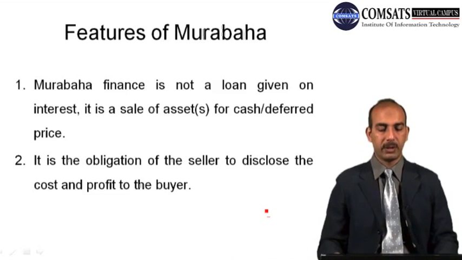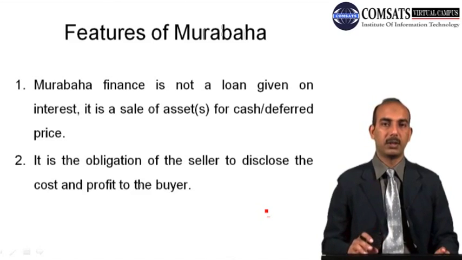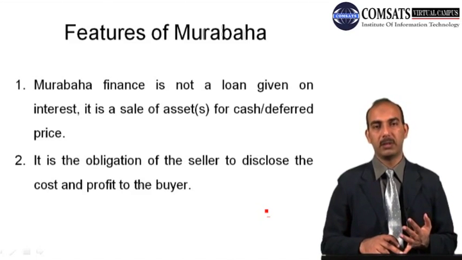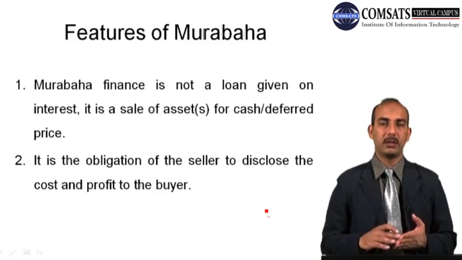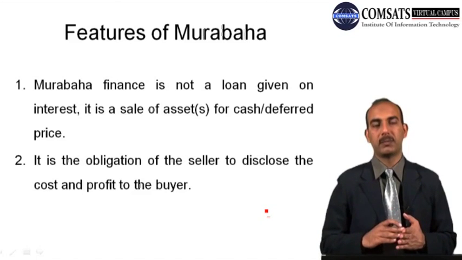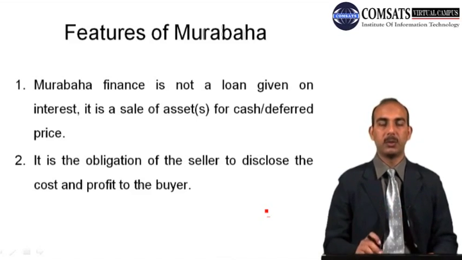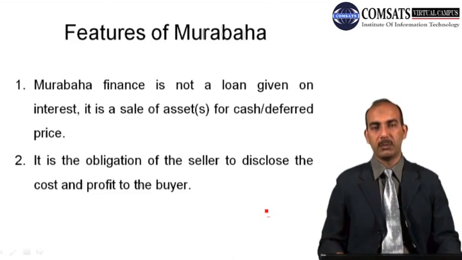And the second feature is, it is the obligation of the seller to disclose the cost and profit to the buyer. As I mentioned earlier, the seller must disclose every cost involved in that asset: the cost of the asset when it is purchased from the vendor, the transportation cost, any consultancy fee paid to the agents or any agency involved, or any taxes involved, plus any profits which are the right of the seller. They should also be disclosed to the buyer. Then it will become a Murabaha transaction. Otherwise, it will not qualify to become a Murabaha transaction.